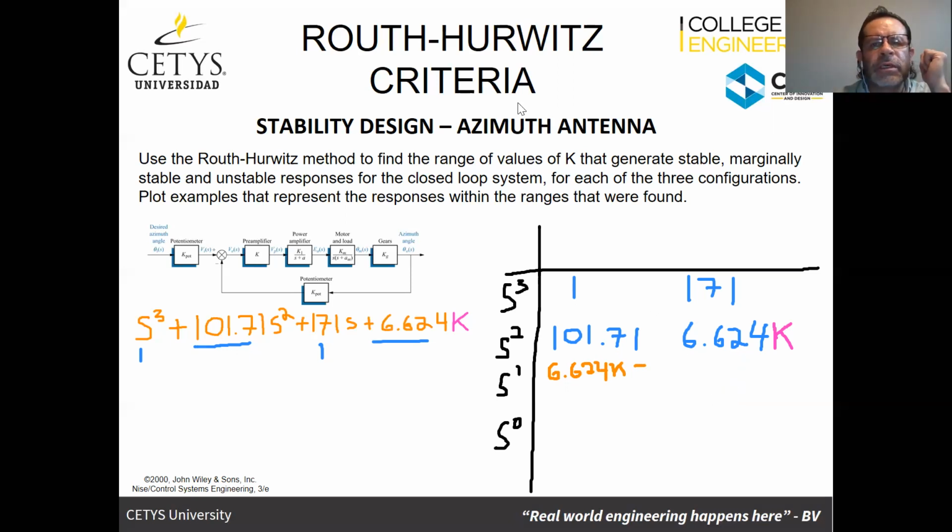Give me a moment here. I'm going to erase this just to have a little bit more space. 6.624K minus, could you say that again, please? 17392.41. Please, the rest of you verify that. And that would be divided by 101.71, right?